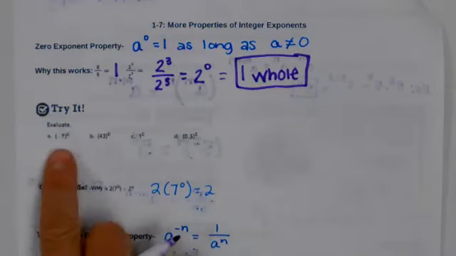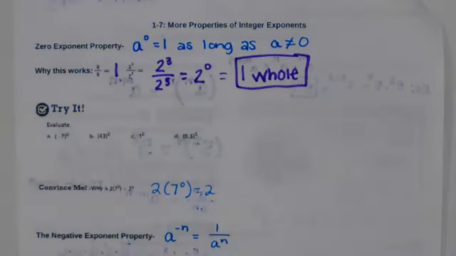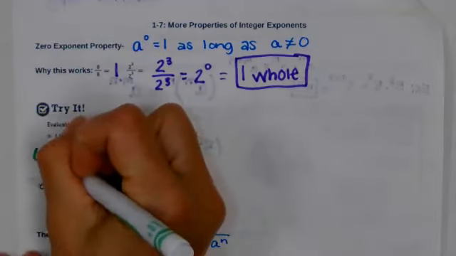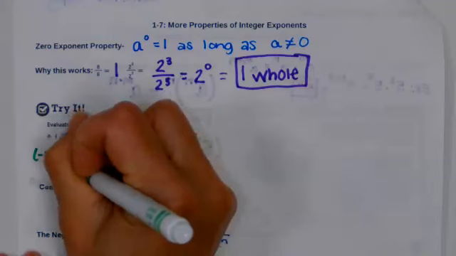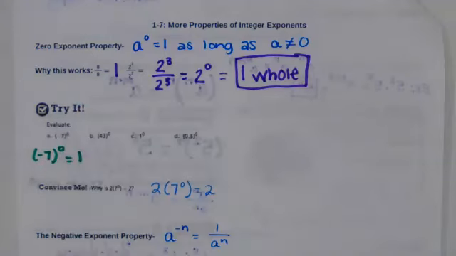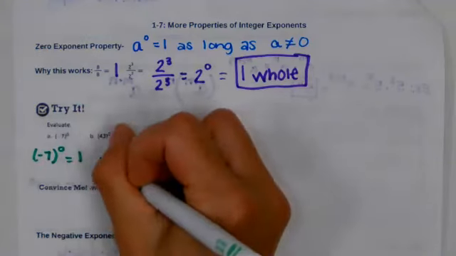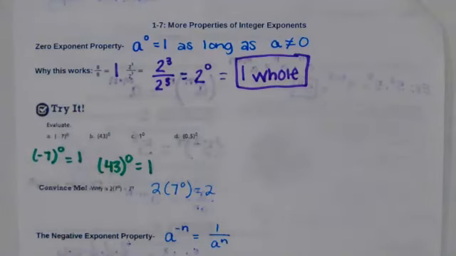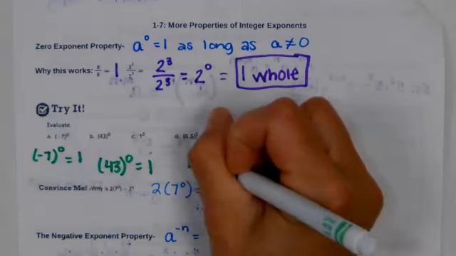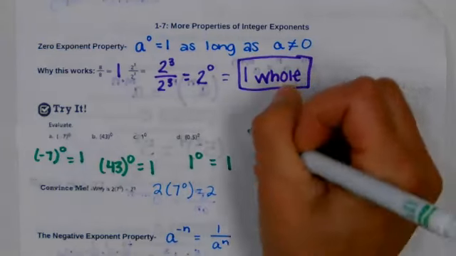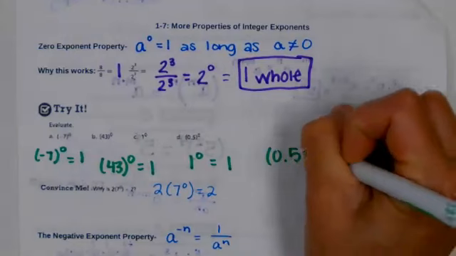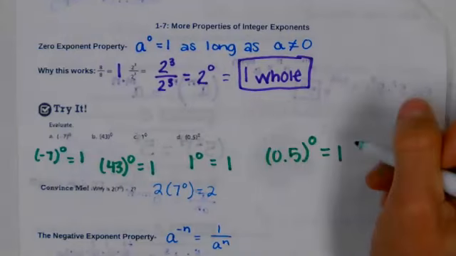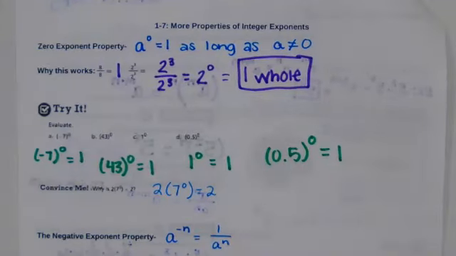Even if you have a negative number, this says negative 7 to the 0 power, and we have parentheses in there, it's still equal to one whole. This next one says in parentheses 43 to the 0 power, still equal to one whole. The next one says 1 to the 0 power, equal to one whole. The next one says 0.5 to the 0 power, still one whole. They're all equal to one whole. Anything to the 0 power is equal to one whole.